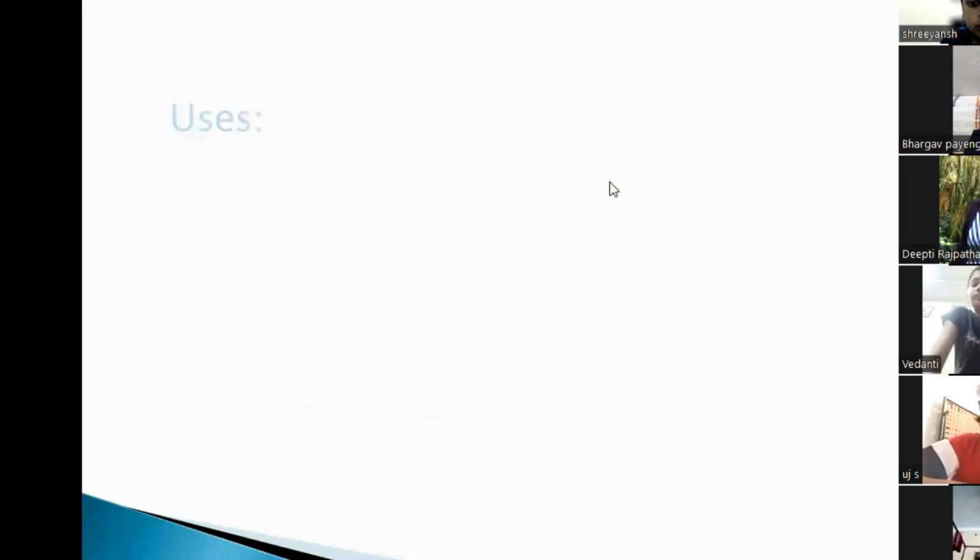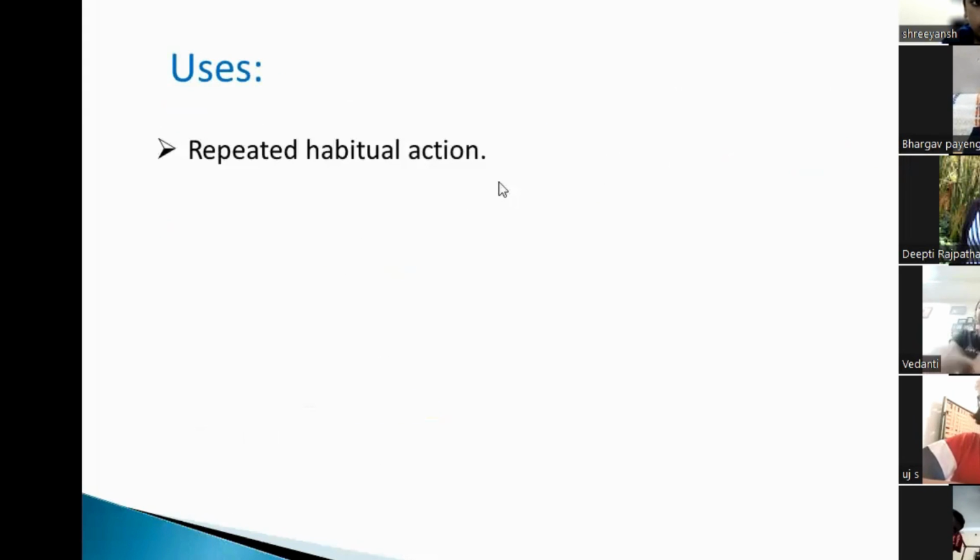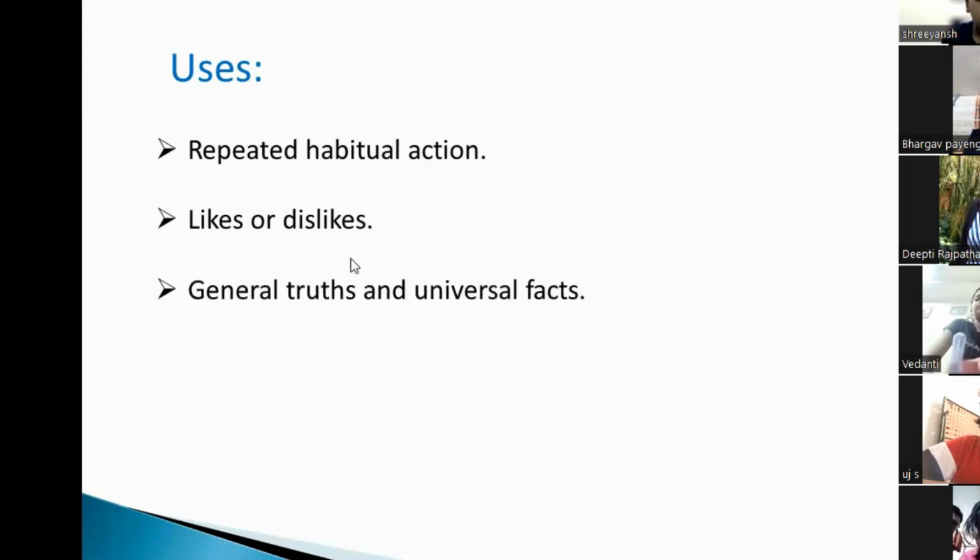And what I told you, when do we use the simple present tense? To represent repeated habitual actions, like I go for a walk every day, I take a bath every day. And to represent likes or dislikes, like I like chocolate, I like ice cream, I don't like cricket. And to represent general truths and universal facts, like the sun sets in the west, right? They are universal facts. So to represent all these, you have to use simple present tense. Clear, everyone? Yes, ma'am.